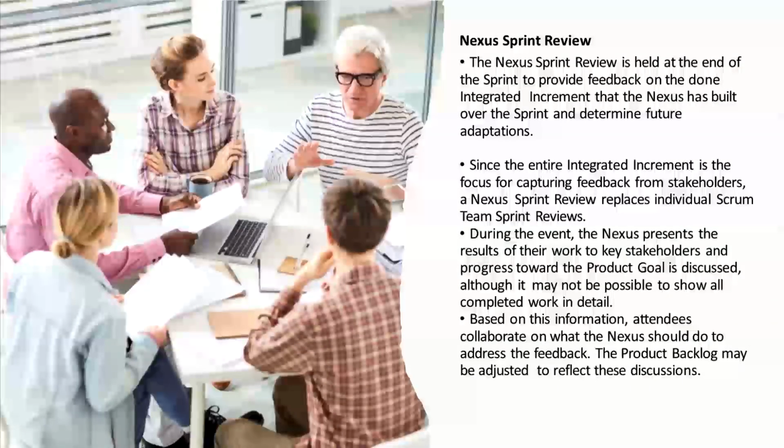Nexus Sprint Review. The Nexus Sprint Review is held at the end of the sprint to provide feedback on the done integrated increment that the Nexus has built over the sprint and determine future adaptations. Since the entire integrated increment is the focus for capturing feedback from stakeholders, a Nexus Sprint Review replaces individual Scrum team sprint reviews.